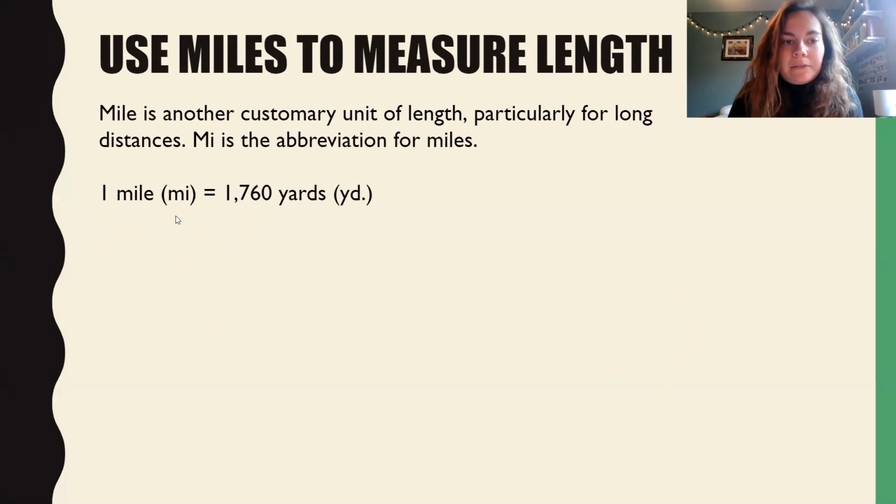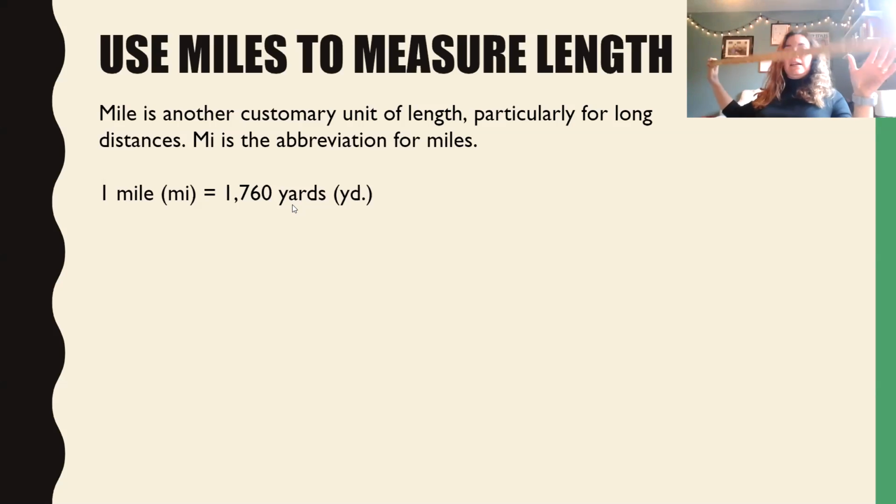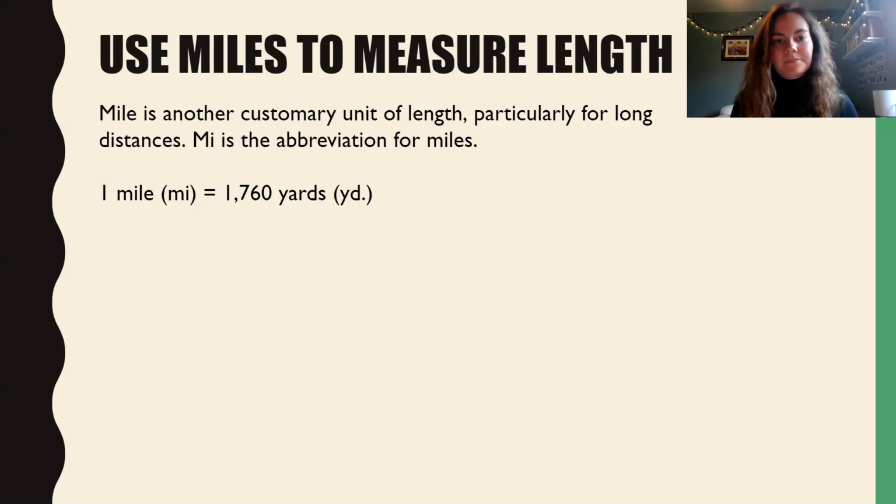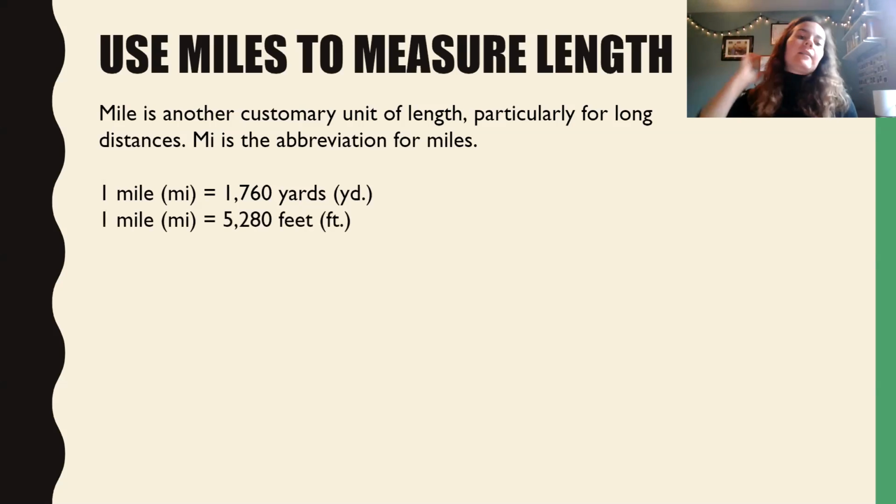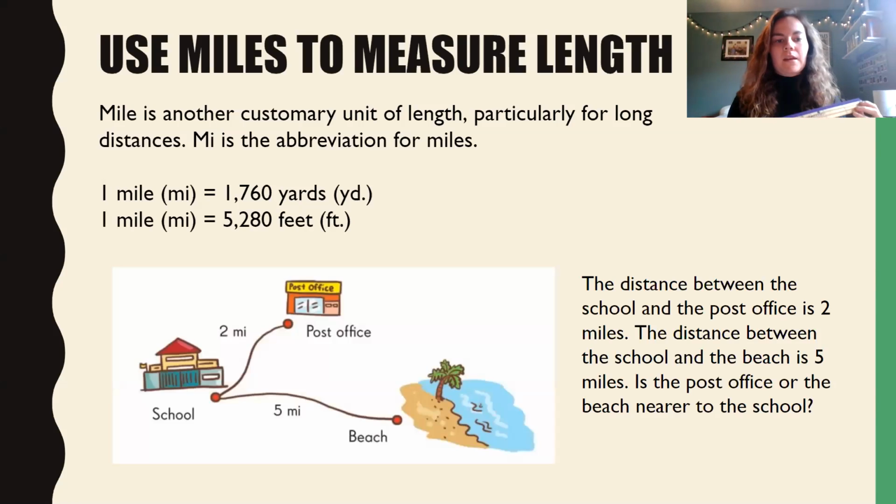So 1 mile is 1,760 yards. So that means it's 1,760 of these all lined up. That's 1 mile. 1 mile is 5,280 feet. 5,280 of these. And here, this is gonna look very similar to something on your assignment for today.